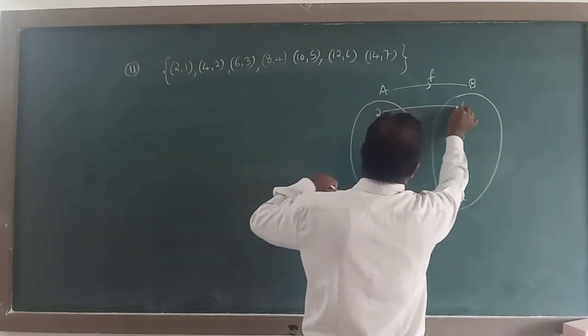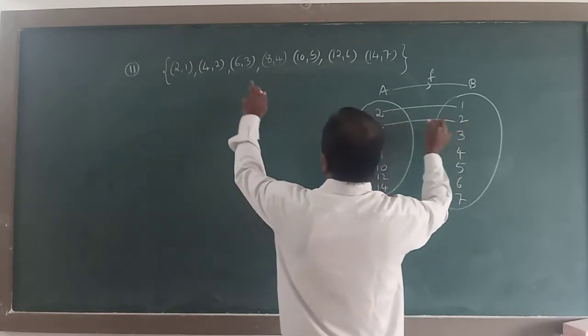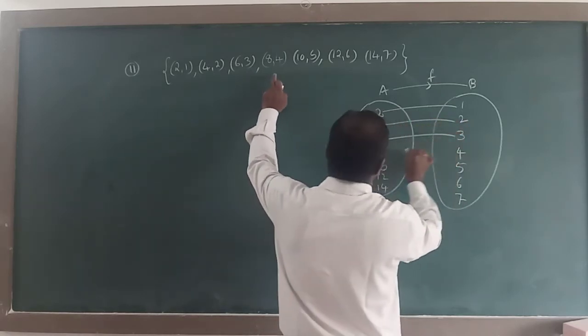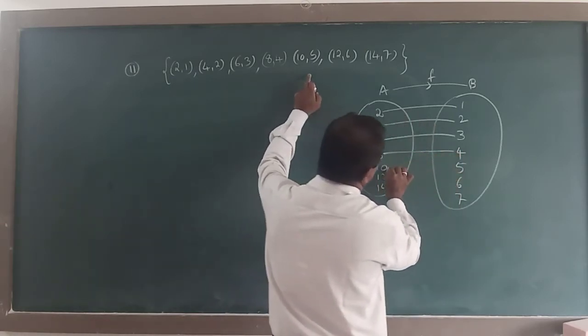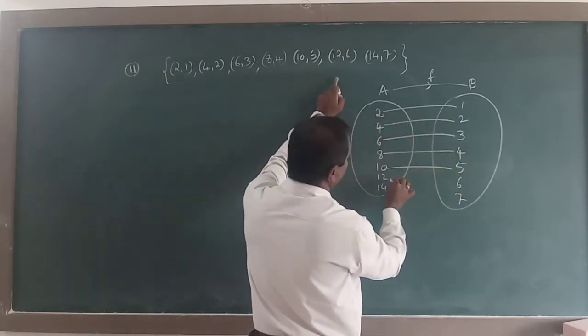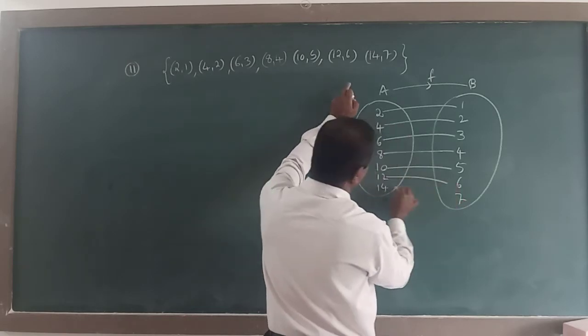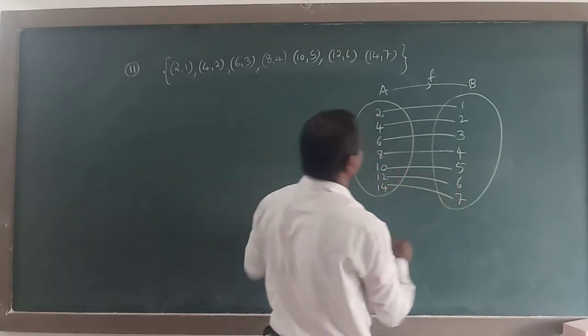2 to 1 and 4 to 2, they are mentioned. 6 to 3. At the same time, 8 is associated with element 4. 10 is associated with 5. And 12 is associated with 6. And 14 is associated with 7.